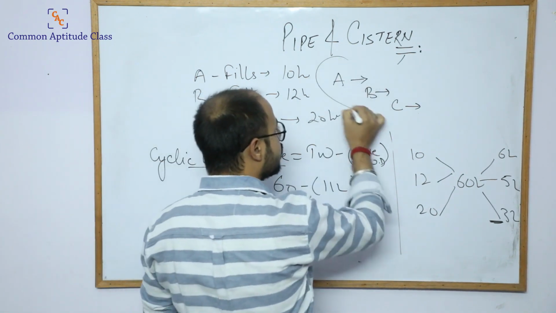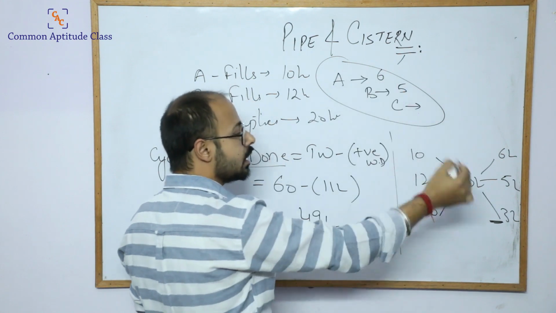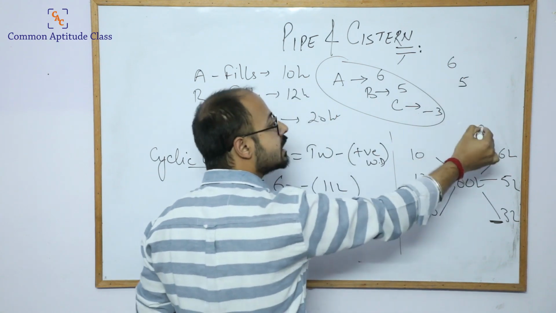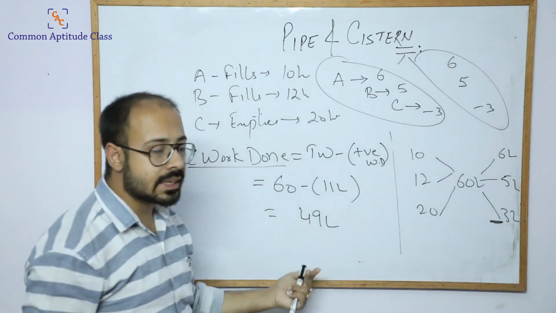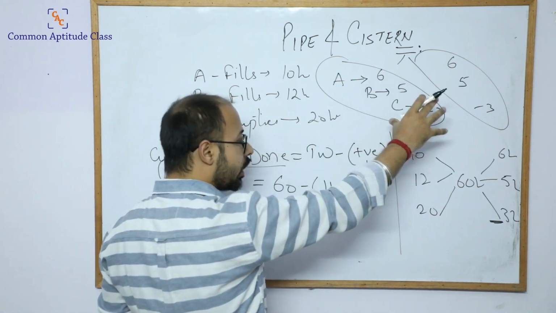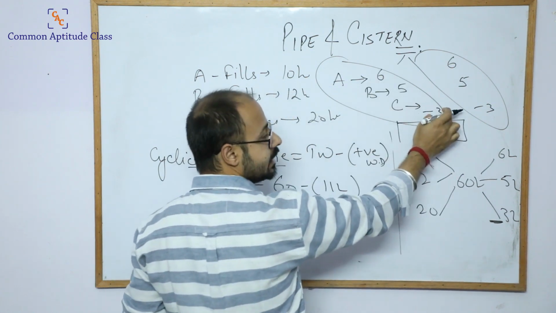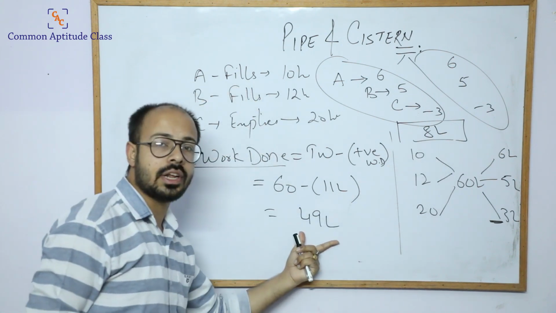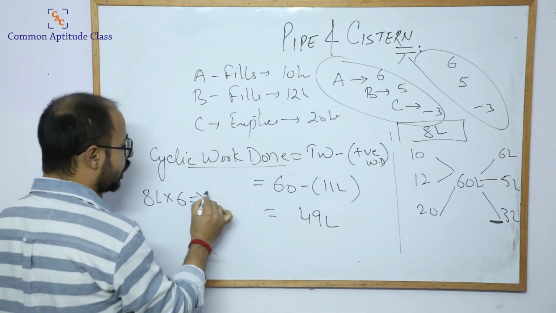Cycle means this: in the first hour 6 liters will be filled, in the second hour 5 liters will be filled, in the third hour 3 liters will be removed, in the fourth hour 6 liters will be filled, fifth hour 5 liters, sixth hour 3 liters will be removed. So this is the cycle quantity, and it repeats. I will go with the cycle up to 49 liters. What is the resultant output in the beaker after 3 hours? 11 minus 3, that is 8 liters. How many such 8 liter sets do I need to reach 49? 6. So 8 liters into 6 sets is equal to 48 liters.